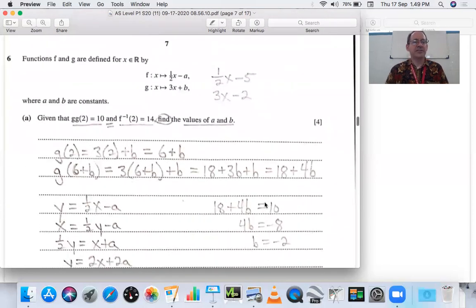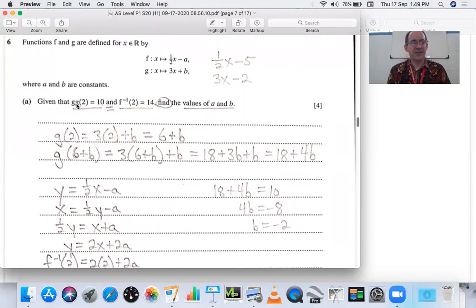Moving on to number 6, functions f and g are defined for the set of all real numbers such that f of x equals 1/2 x minus a, g of x equals 3x plus b, and where a and b are constants. Given that g of g of 2 equals 10 and the inverse function of f of 2 equals 14, find the values of a and b. So here we have 2 variables, we have 2 equations given to us. So let's start with our g of g of 2.